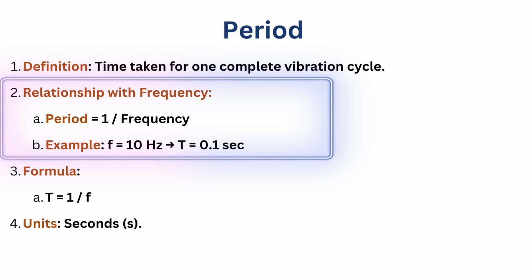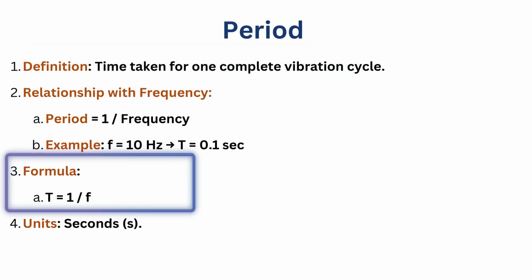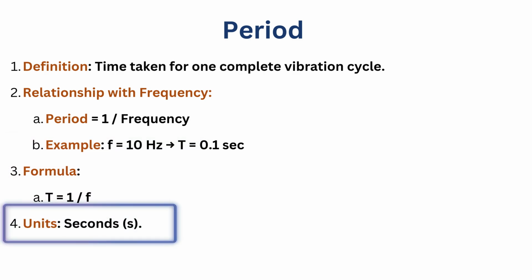Let's say we have a machine running at a frequency of 10 hertz, so its period will be 1 by 10. If you divide 1 by 10, it will be 0.1 seconds. Overall, the formula for time period is T equals 1 by f, where T is in seconds and the frequency f is in hertz.